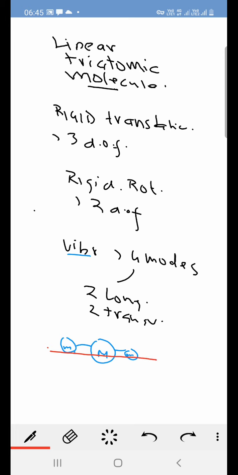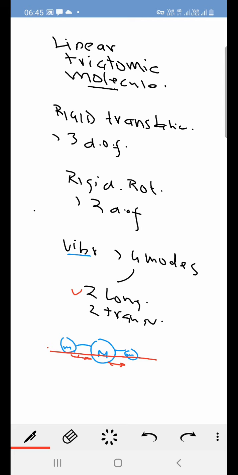So the atoms will keep vibrating: they will squeeze here and squeeze here, and then expand, squeeze and expand. So this is along the bond axis, and this corresponds to the longitudinal vibration. So there are 2 modes, either squeezing or expanding, considering these 2 masses.